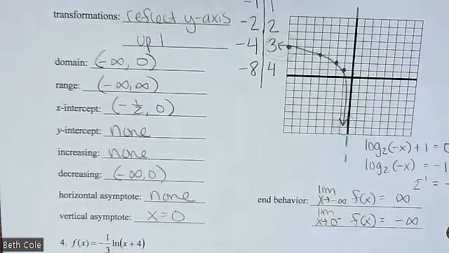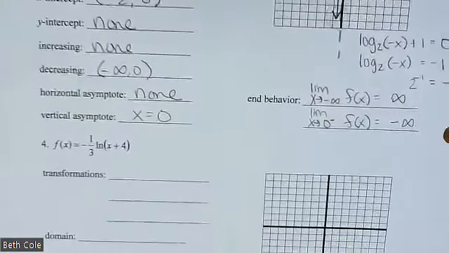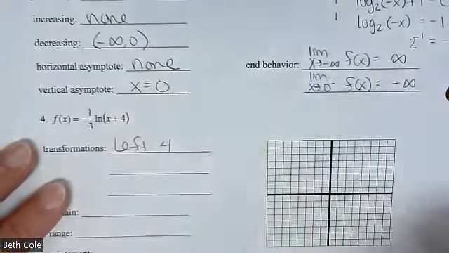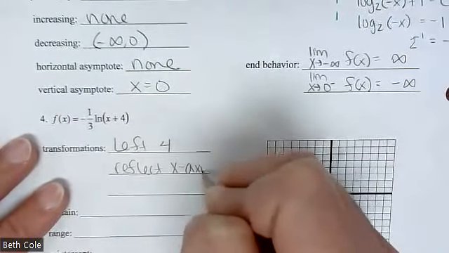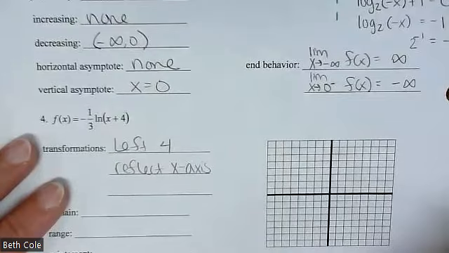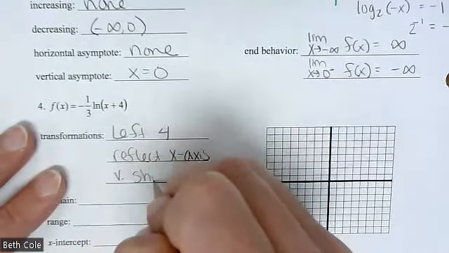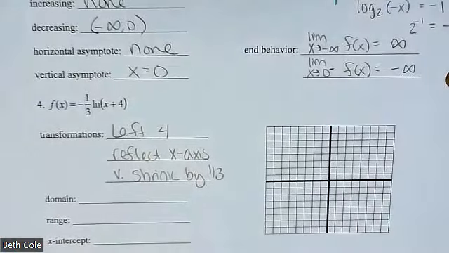And then this last one's the same thing, but you can only get 1 point instead of 3 points, right? Transformations for this one, what do you guys think? Left 4, good. Good. Reflect over x. And then that 1/3 out front, vertical shrink by 1/3, so it's shorter.